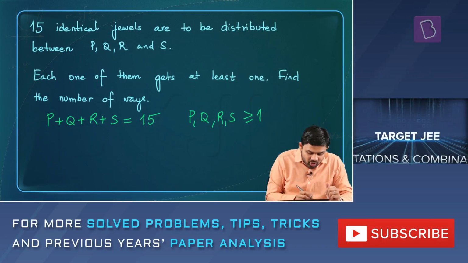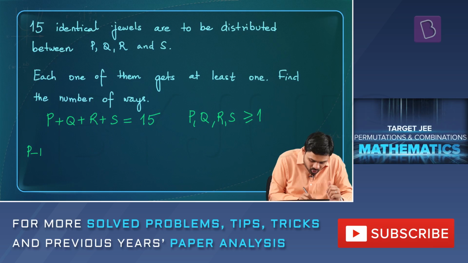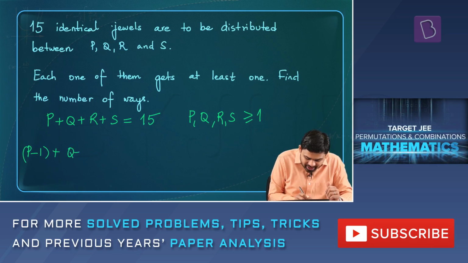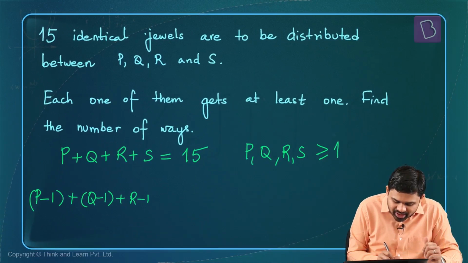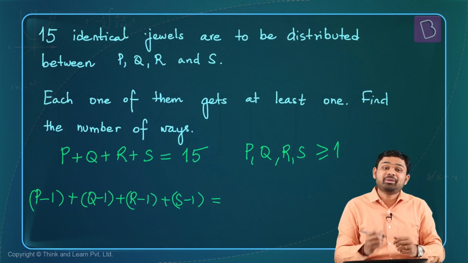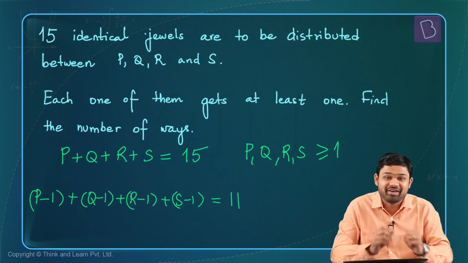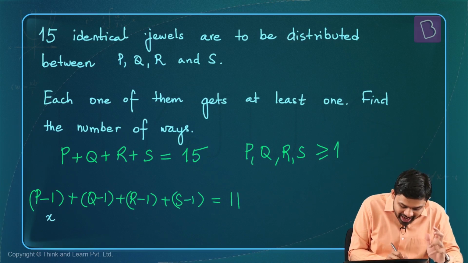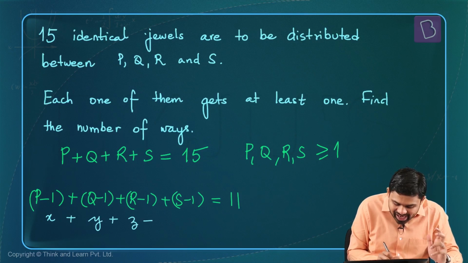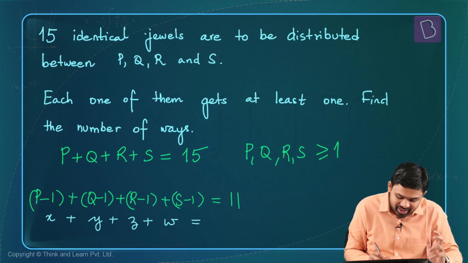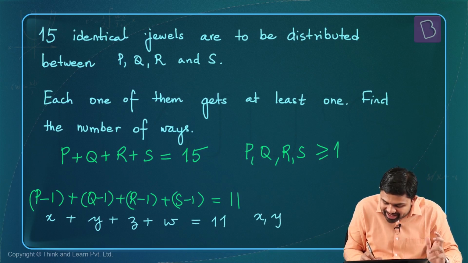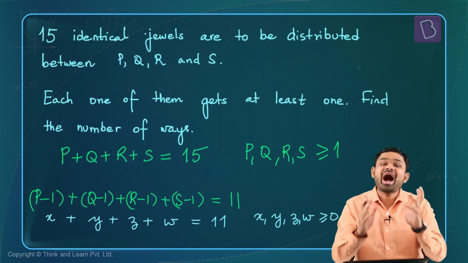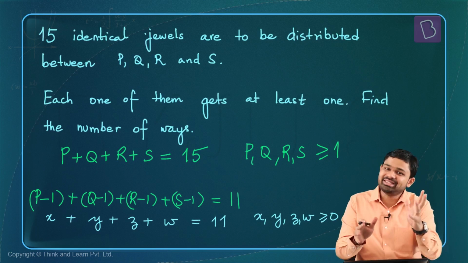And how do we do that? I'm going to write P as P minus 1, a new variable, plus Q minus 1, a new variable, plus R minus 1, a new variable, and S minus 1, a new variable. What happens to the right hand side? I have to subtract 1 four times from the right hand side to get 11. Now my P, Q, R, and S minus 1s, these are my new variables x, y, z, and w. x plus y plus z plus w is 11, and here x, y, z, and w are all greater than or equal to 0. Now I can use the trick of balls and sticks, correct?